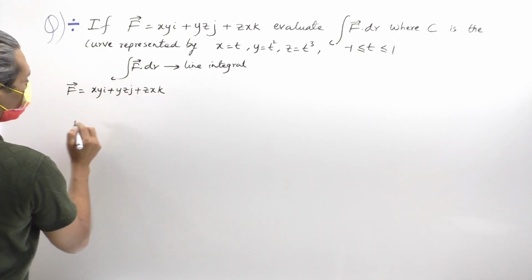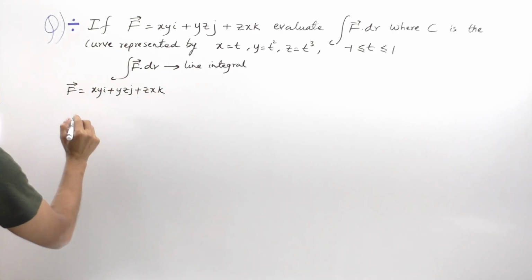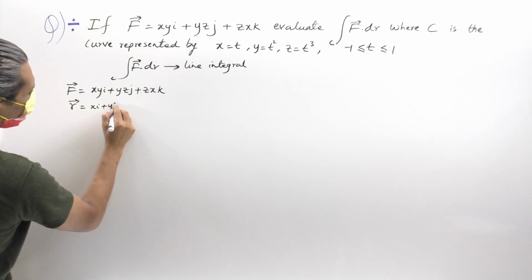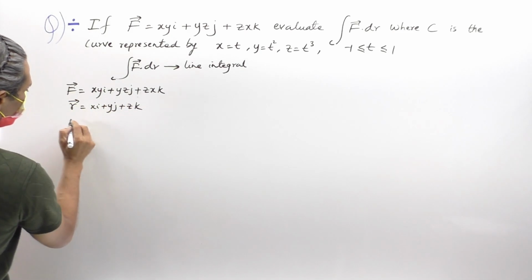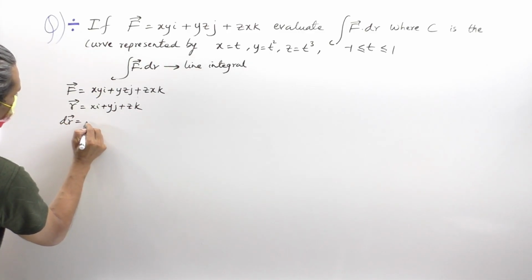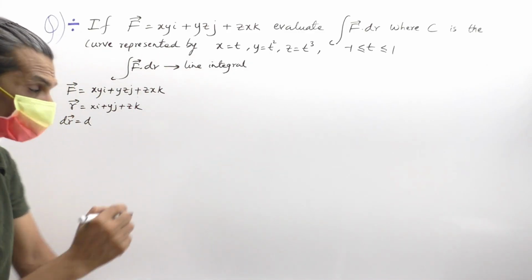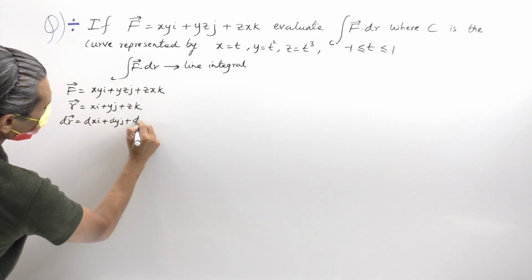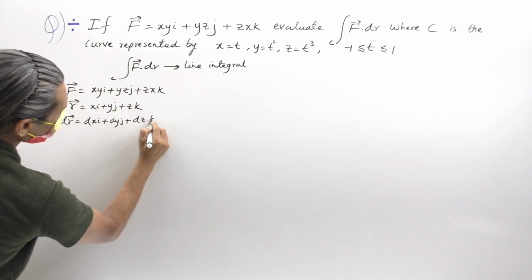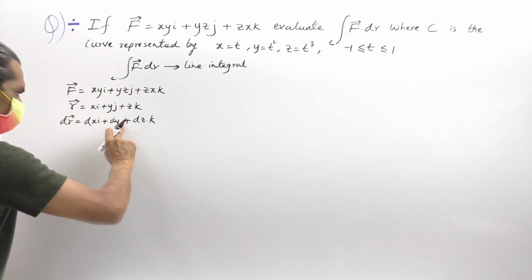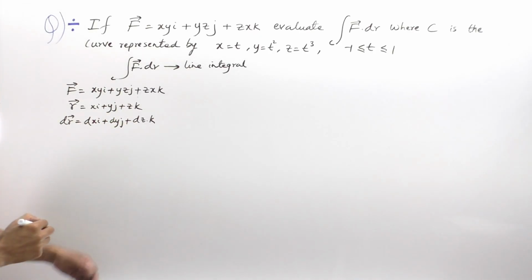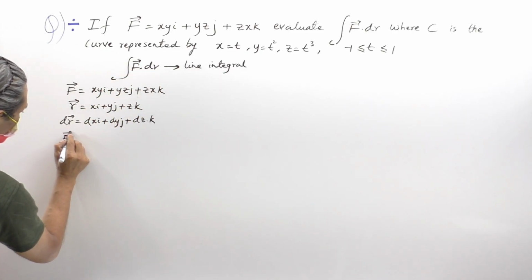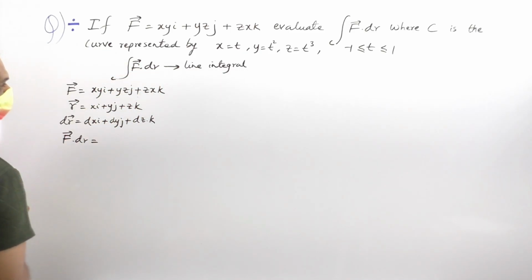Okay, now f into dr, see, as you know, r vector is equal to what? xi plus yj plus zk. That means dr vector will be, dr means differentiation, dx into i plus dy into j plus dz into k. Done? This is what we have here. Now let's put it here. So we'll find first f into dr.